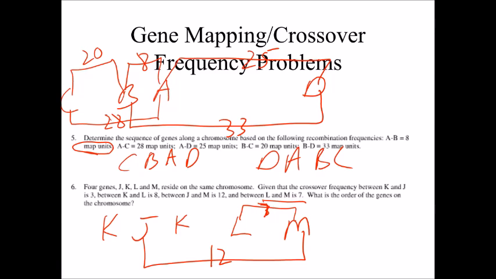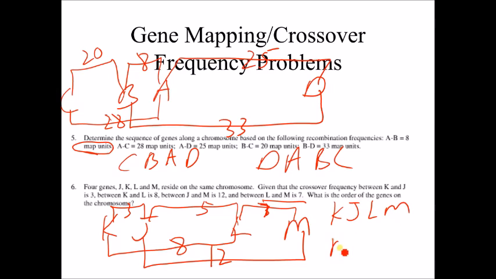Well, that's telling me if J to M is 12, and L to M is 7, then L to J has to be 5. Well, if L to J is 5 and K to L is 8, K can't be here. K has to be out here. So K and L cross over 8% of the time. J to K is 3. So we've now mapped this chromosome. Our answer is K, J, L, M, or M, L, J, K. All right, I hope that helps.